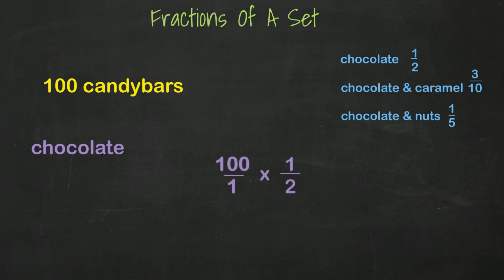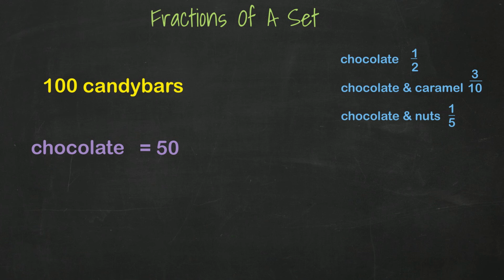Let's start with just chocolate first. We can multiply 100, our total number of candy bars to be ordered, times 1/2. Let's put 100 over 1 and make it in fractional form by multiplying by 1/2. We multiply straight across and we get 100 over 2, and we can simplify that down since 2 goes into 100 and get an answer of 50. And that makes sense, right? Because 50 is half of 100.